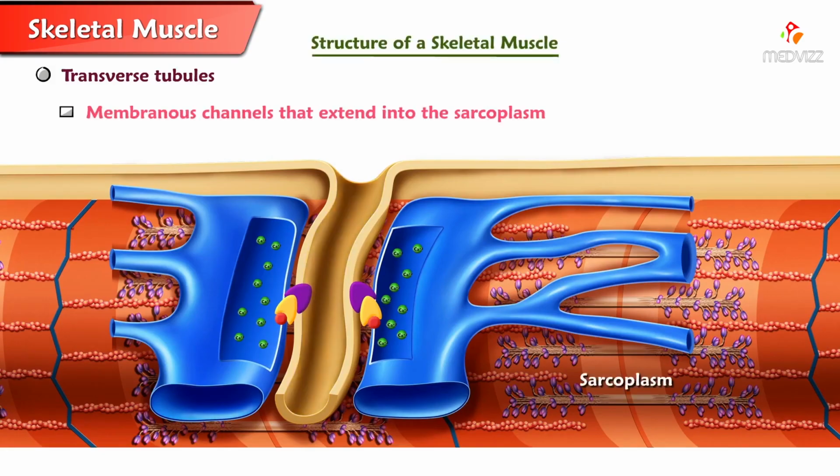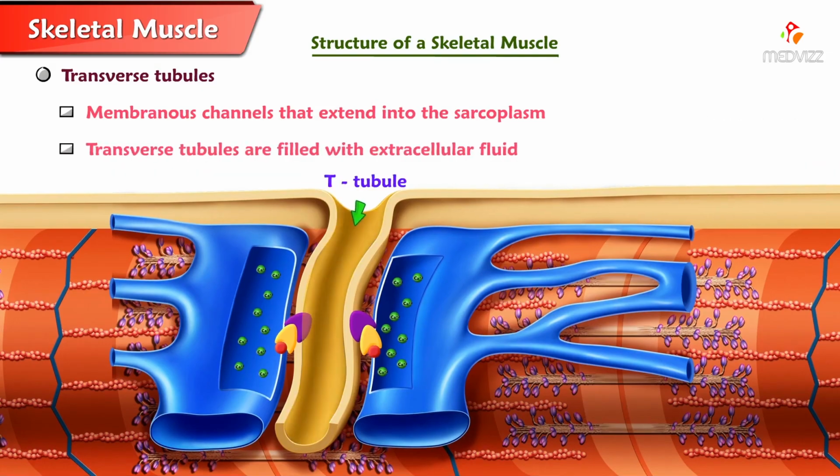They are a set of membranous channels that extend into the sarcoplasm as invaginations continuous with the muscle cell membrane, the sarcolemma. Transverse tubules are filled with extracellular fluid and extend deep into the cell. Each transverse tubule runs between two enlarged portions of sarcoplasmic reticulum called cisternae. These structures form a triad near the region where actin and myosin overlap.